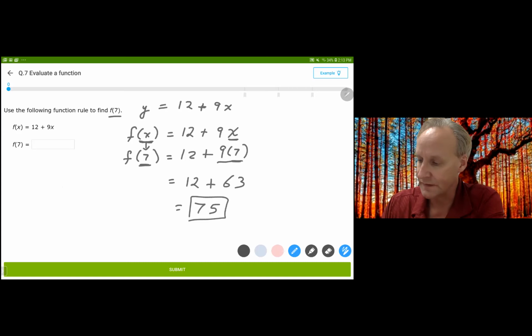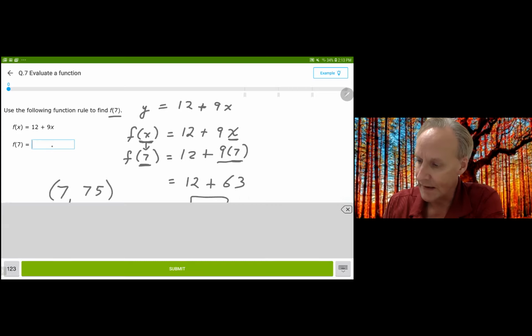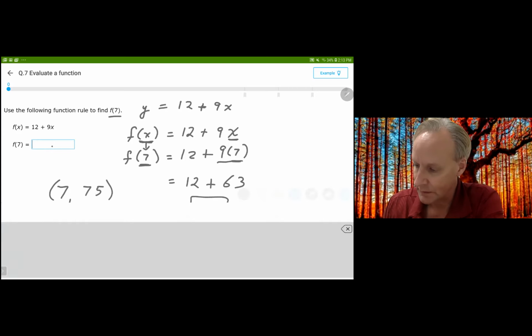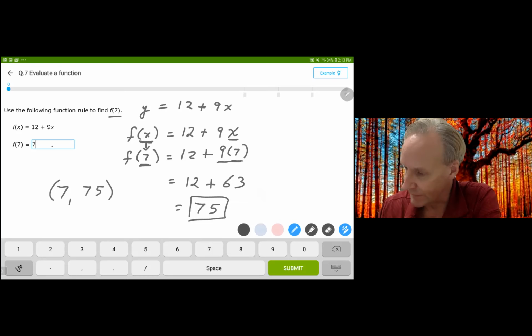Another way to write this is as an ordered pair. If x is 7, the y is 75, or f of x. We sometimes call it f of x. We sometimes call it y. So f of 7 is 75.